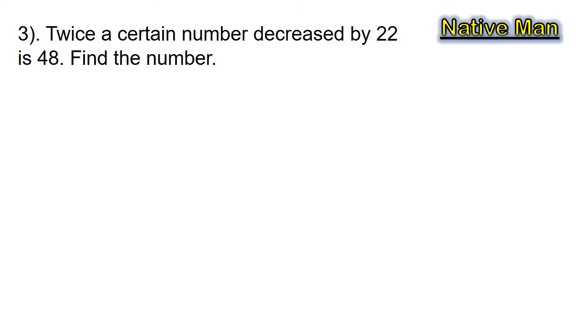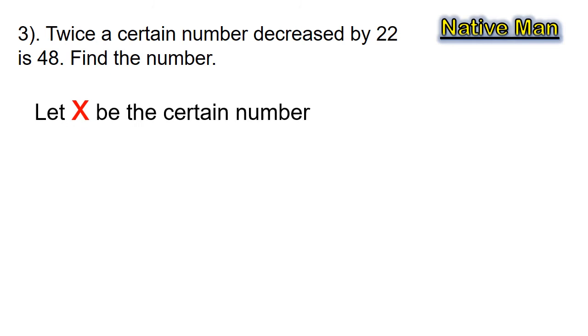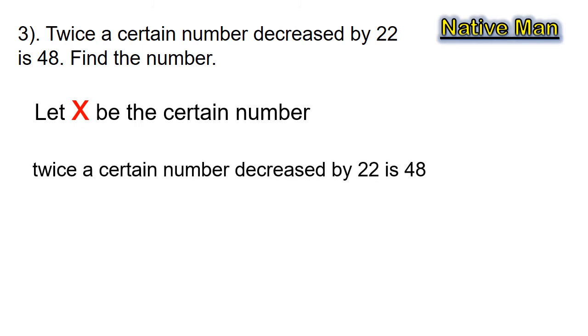Okay, number 3. Twice a certain number decreased by 22 is 48. Find the number. So, we have unknown there, which is the certain number. So, we let x be the certain number. And then, translate the statement. So, the statement is twice a certain number decreased by 22 is 48. So, we write this statement into equation. Ano po? Or mathematical equation.